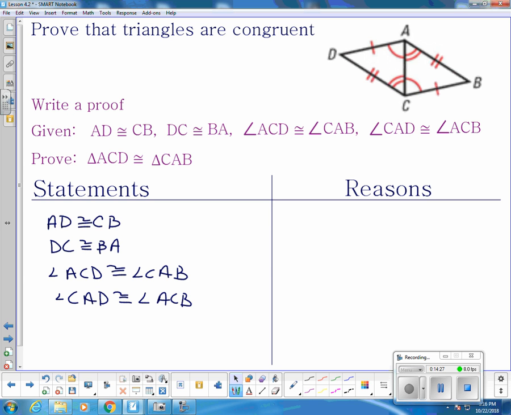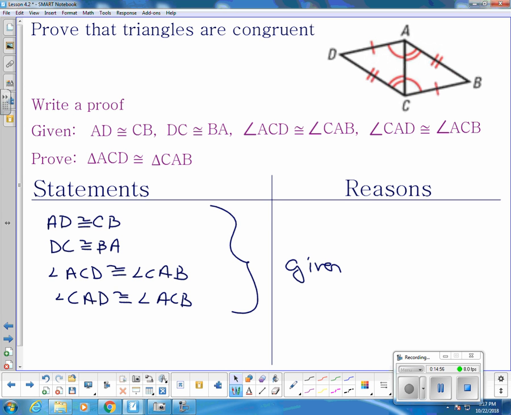Why am I having to use three-letter angle names instead of just saying angle C or angle A? Do you see in this triangle, this is angle A and this is angle A? Two different triangles, so you have to name them with those three letters. If not, crazy things are going to happen. All right, so this is all of our given. All of this stuff is given.